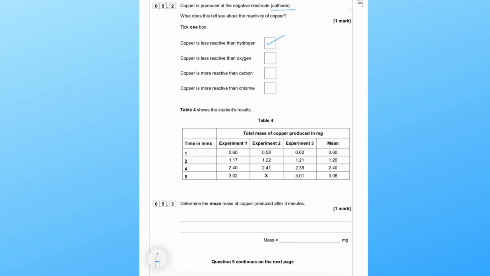Then we have a student's results table, which is table 4, and we've got experiment 1, 2, and 3 and the mean. The question says determine the mean mass of the copper produced after 3 minutes. Now that's not on our table of results, however we know it's going to be halfway in between 1.2 and 2.4. So halfway in between 1.2 and 2.4 would be 1.8.